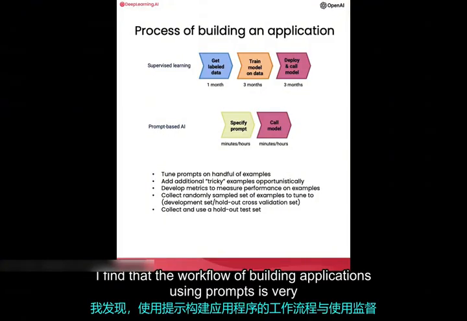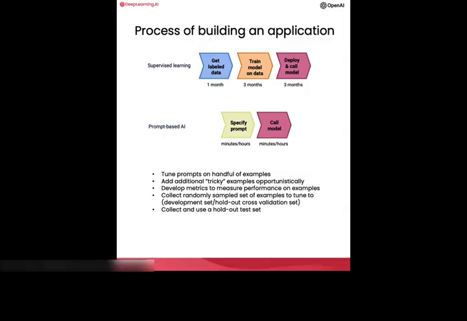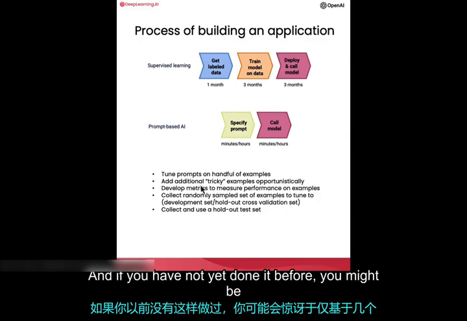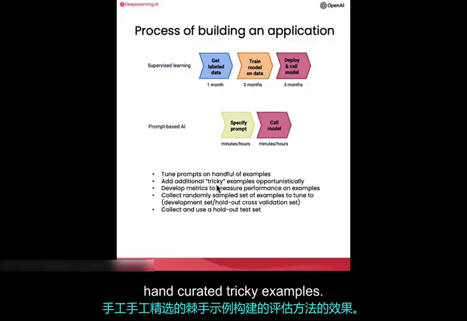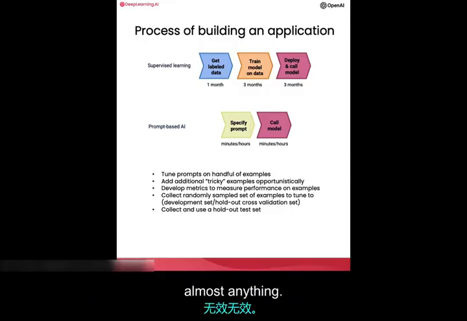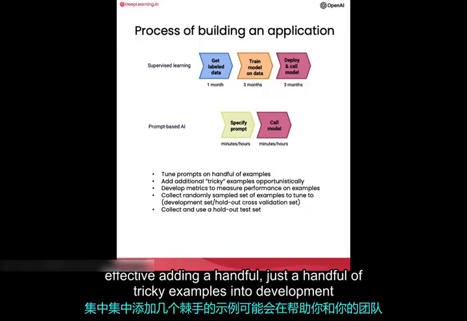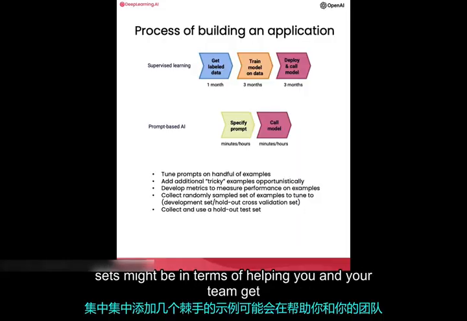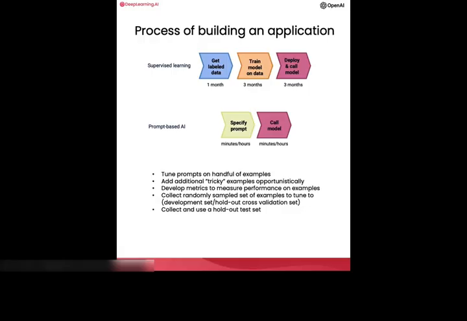And so that's it. I find that the workflow of building applications using prompts is very different than the workflow of building applications using supervised learning. And the pace of iteration feels much faster. And if you have not yet done it before, you might be surprised at how well an evaluation method built on just a few hand-curated tricky examples can work. You think with 10 examples, and this is not statistically valid for almost anything. But you might be surprised when you actually use this procedure, how effective adding just a handful of tricky examples into your development set might be in terms of helping you and your team get to an effective set of prompts and an effective system.